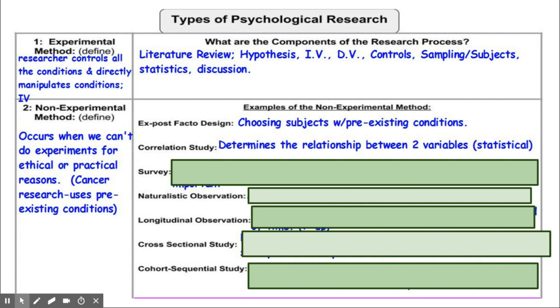We'll talk a little bit more about this, but a lot of times we look at things like your ACT score and your GPA, and there are a lot of correlation studies out there. All right, we'll move on.